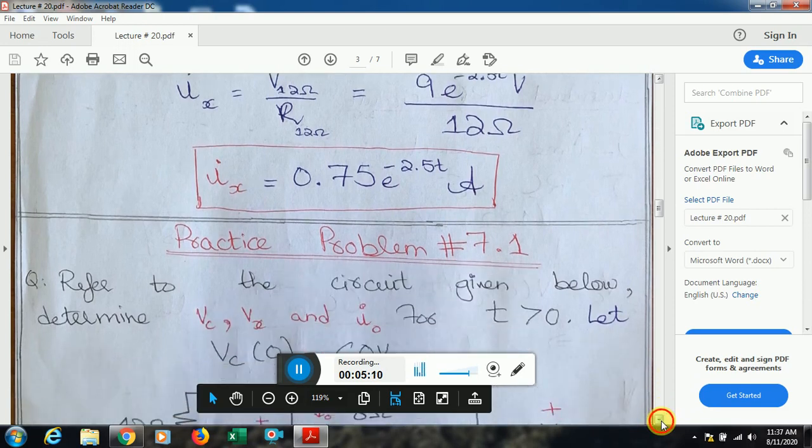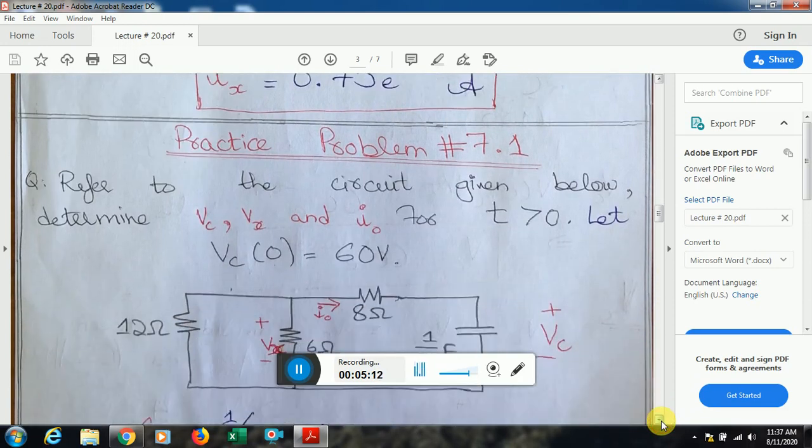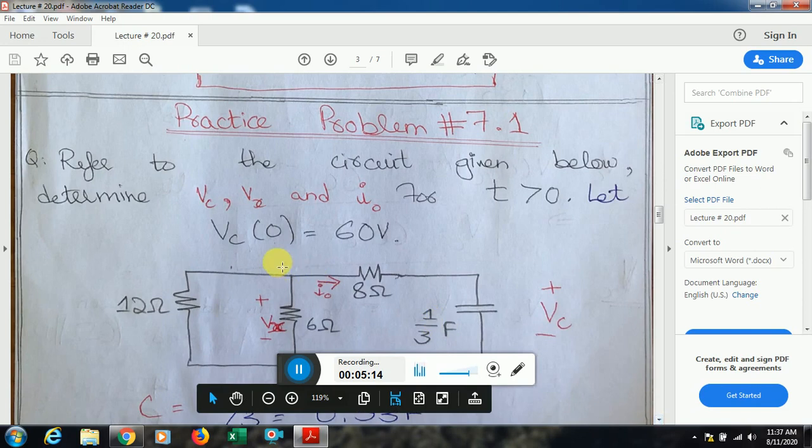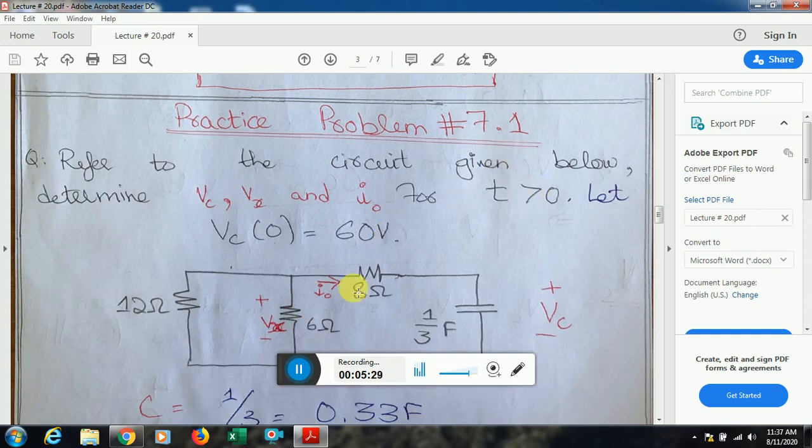Moving on to practice problem number 7.1, we are given a similar scenario. The initial voltage at time t equal to 0 across the capacitor is 60 volt. We have to find the capacitor voltage at time t greater than 0, Vx, which is here defined as the voltage across a 6 ohm resistor for time t greater than 0, and then I naught, which is the current flowing through the 8 ohm resistor.